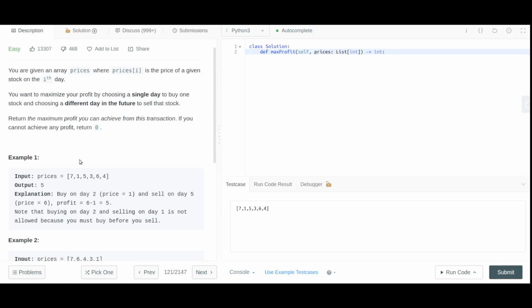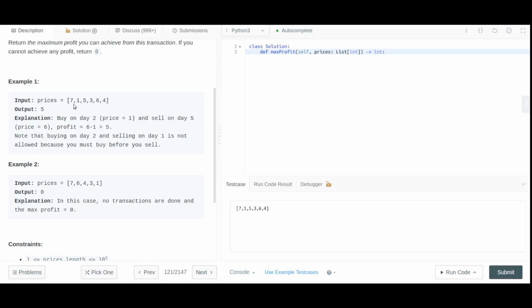Let's take a look at example 1. We have prices equal to 7, 1, 5, 3, 6, 4 and output is 5. How do we get the answer 5? The explanation is that we buy on day 2 where the price equals 1, then we sell it on day 5 where the price equals 6. So our profit is 5, and note that there isn't any other way where we can buy at a lower price and sell at a higher price to get a better profit than 5. And also note that we cannot buy where the price is 1 and sell it on day 7 because time is temporal, going from left to right.